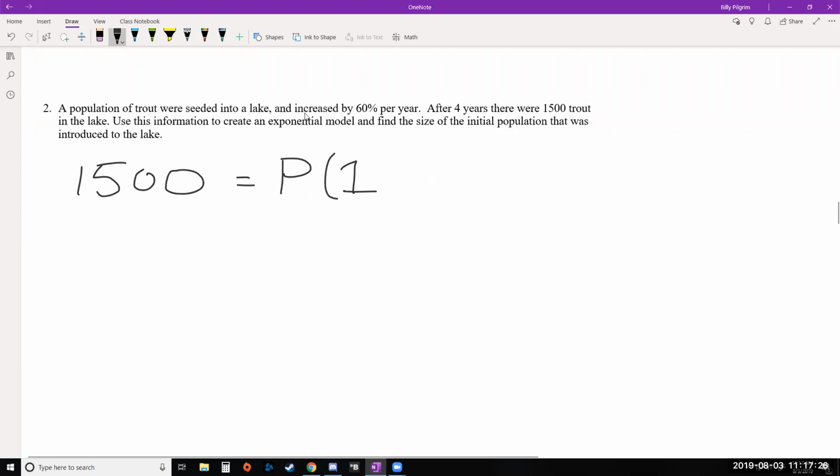Our growth rate, it is increasing this time, so it's going to be positive. 60%, remember as a decimal, move it twice to the left, we'll get 0.6. So 1 plus 0.6. And T is just 4 years. So we want to solve this for P. I recommend that you don't enter anything into the calculator until the very last step, because often the intermediate steps will have some kind of rounding involved, and that's going to introduce error. So we try not to have any error until the very last step.